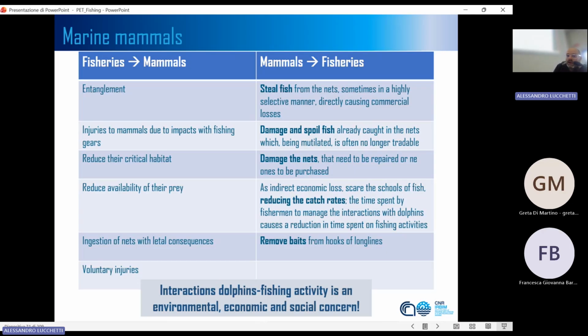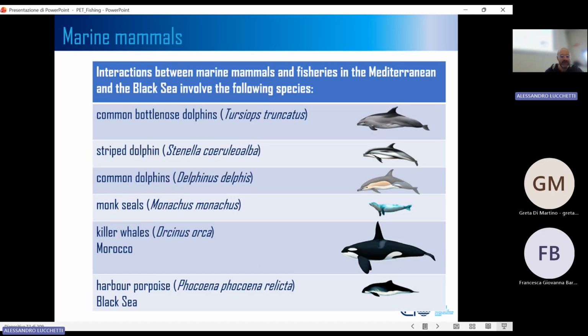The other problem is that marine mammals pose a threat also for fishers because they steal fish, they damage the nets, or they can damage the fish caught in the net, which is no longer marketable. They can reduce the catch rate, or they can remove bait from the long line, for instance. Therefore, these interactions are negative for both marine mammals, especially dolphins, and fisheries.